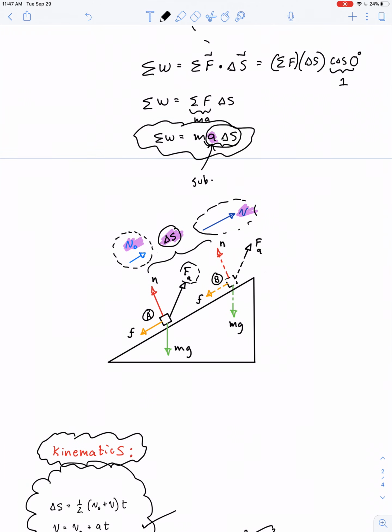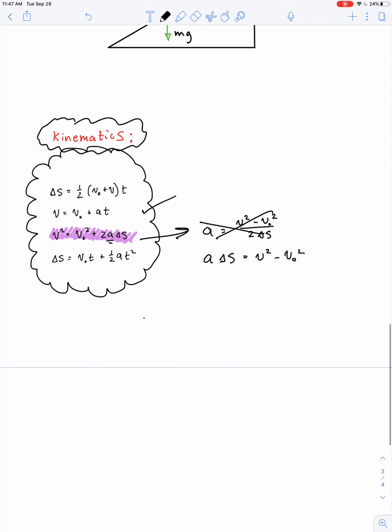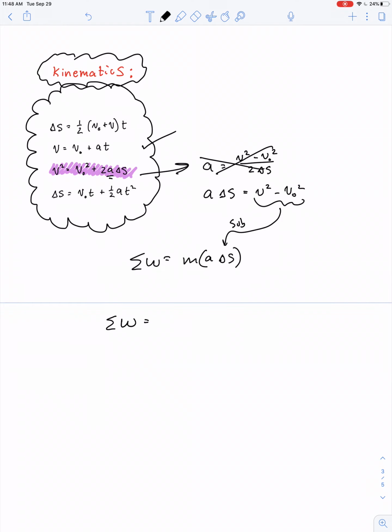Okay, so what we had is an expression based on the definition of work as a dot product, that the net amount of work is mass times acceleration times displacement. But acceleration times displacement can be substituted. So the net amount of work will be equal to mass, I'm sorry. Did you catch my mistake? I forgot divided by 2. I forgot this 2 here.